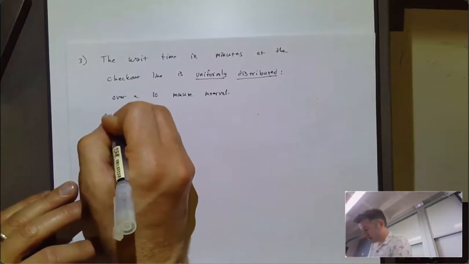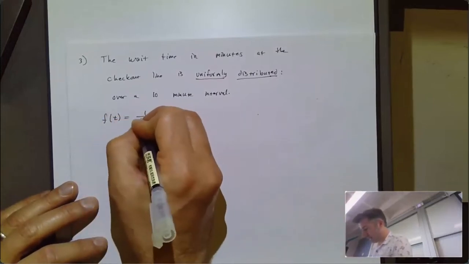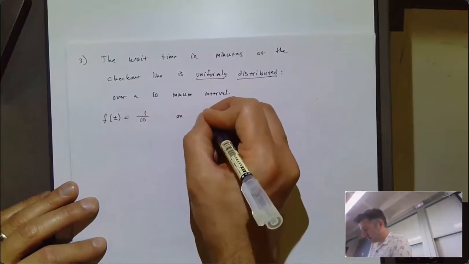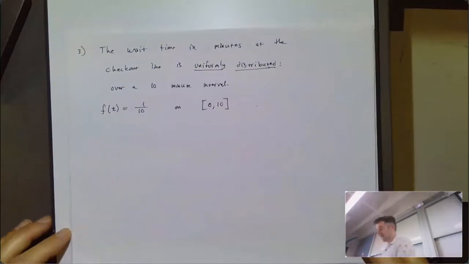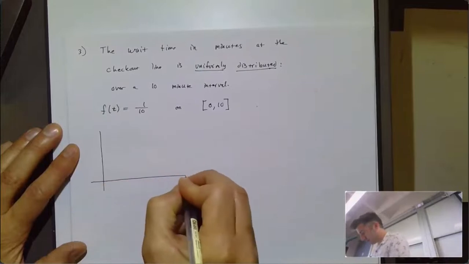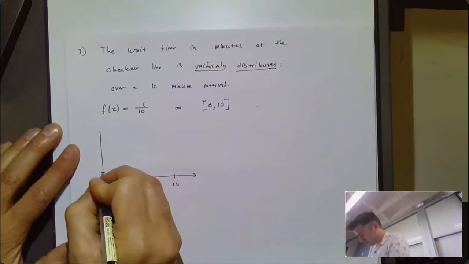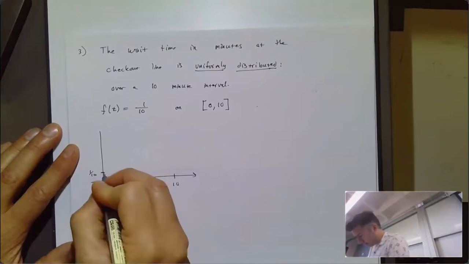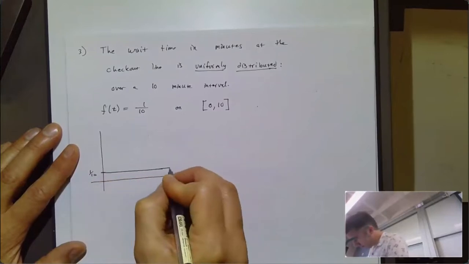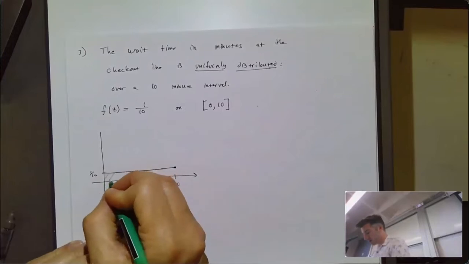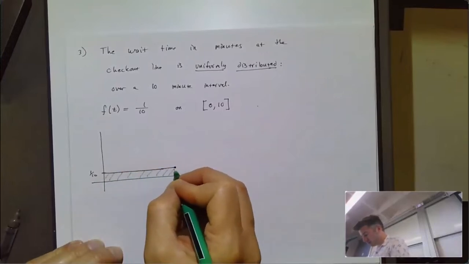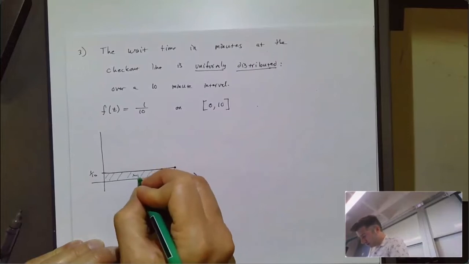So here's what this looks like. Our function f of t is 1/10, and the interval is from 0 to 10. Graphically, it is not exciting. It looks like this. There's my really, really exciting function. That is a PDF because the area under it is equal to 1.